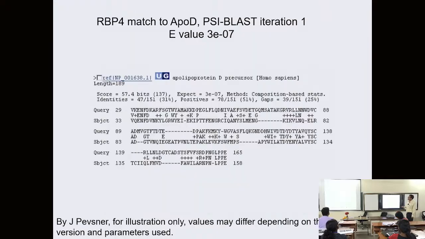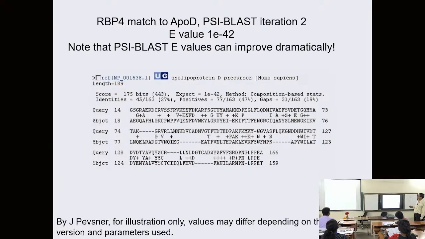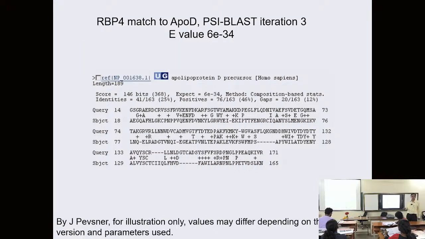Retinol binding protein matching with ApoD, apolipoprotein D. Iteration 1, E value 10 power minus 7. Iteration 2, 10 power minus 42, iteration 3, 10 power minus 34. So don't worry, it is not going to always decrease.